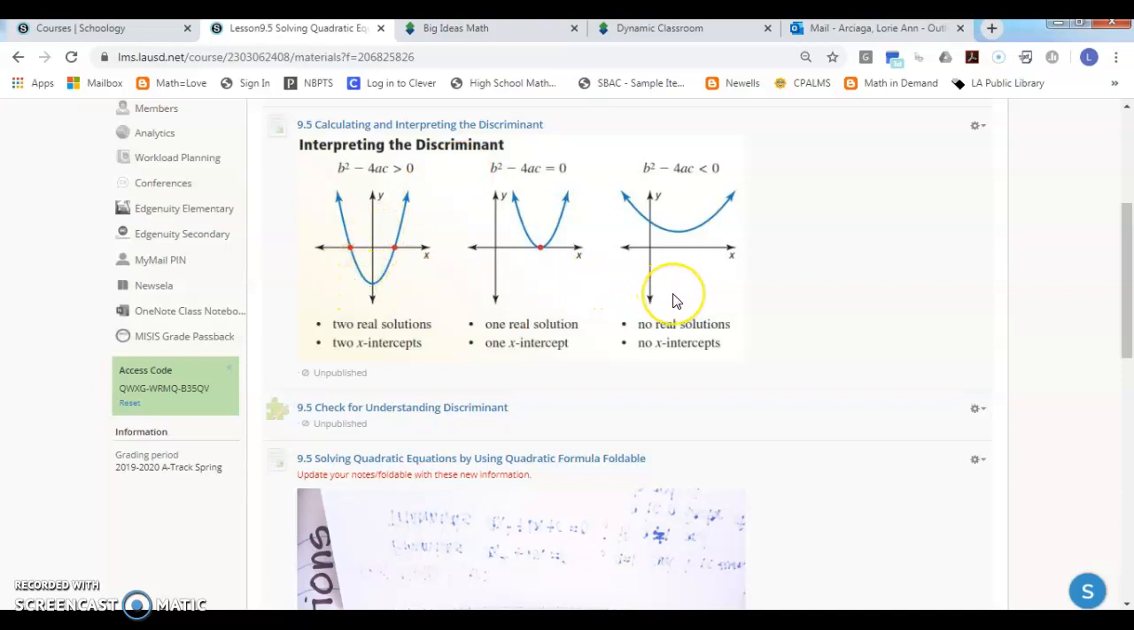how to use it, because it's very useful in determining how many possible solutions or x-intercepts a quadratic function would have. So if you're solving an equation, the discriminant tells you how many solutions you're expecting. Now, since solutions mean the same thing as x-intercepts, the discriminant tells you how many times the graph intersects the x-axis.